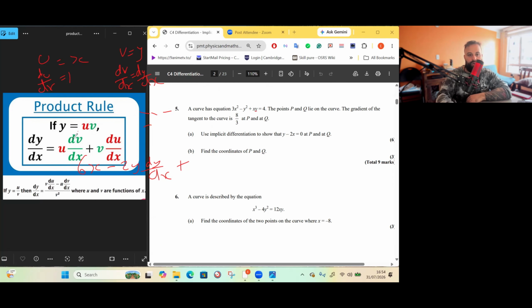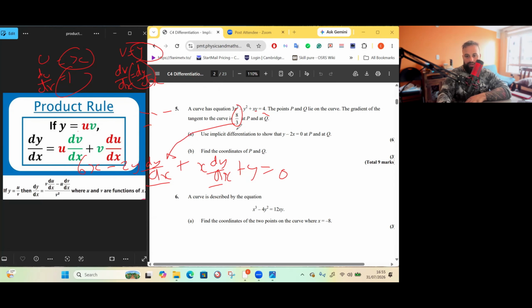So if I do u times this, and then I do v times this over here, equals the number 4, which when you differentiate is 0. So you factorize by dy by dx, or actually what you could do, you know what dy by dx is: 8 over 3.